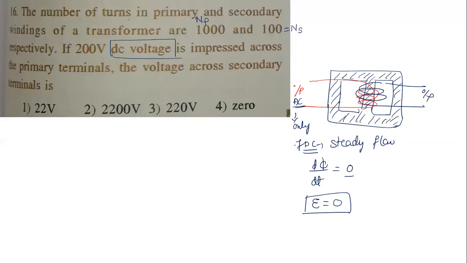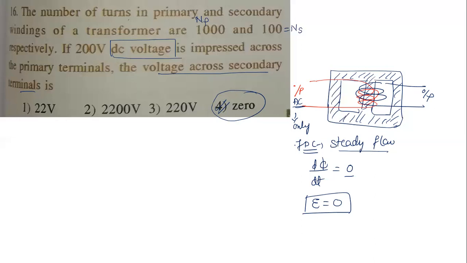Are you following me or not? If you send DC current, there is no change in flux because it's a steady flow. As flux change becomes zero, as per Faraday's law, the induced EMF becomes zero. So without any calculation, the voltage across the secondary terminal is zero. You can write it directly. That is the voltage across output for DC. If it is AC, it is a different thing and you get a different answer.